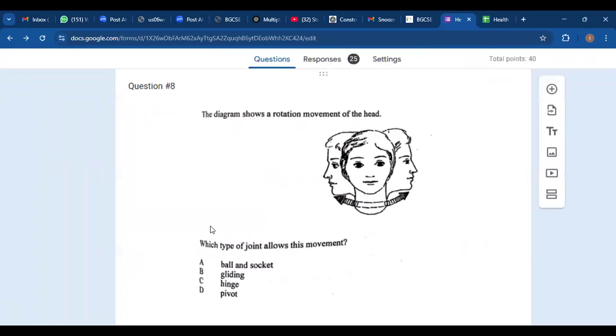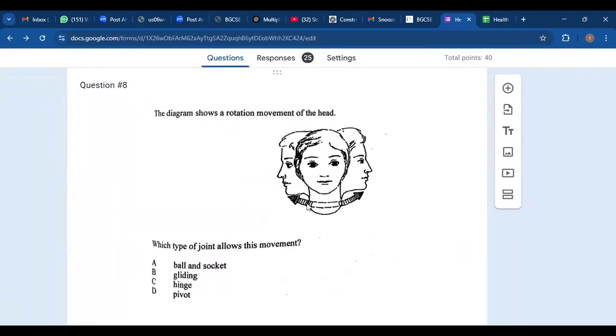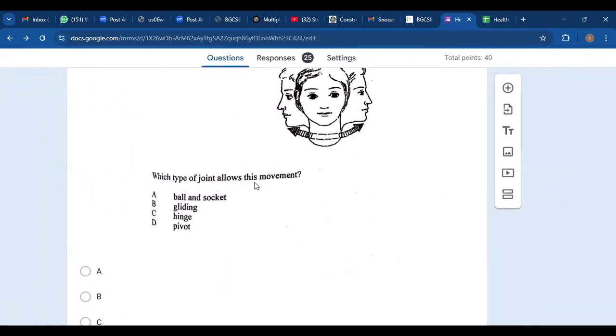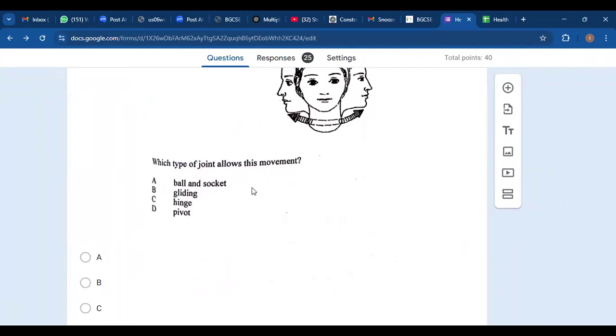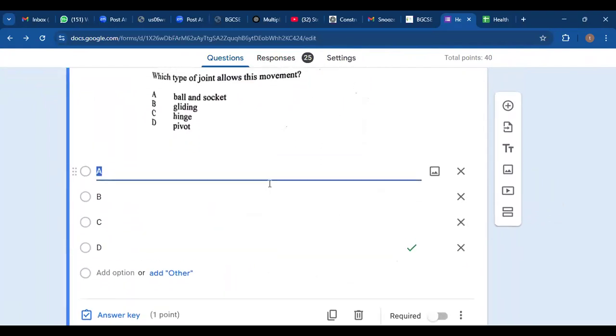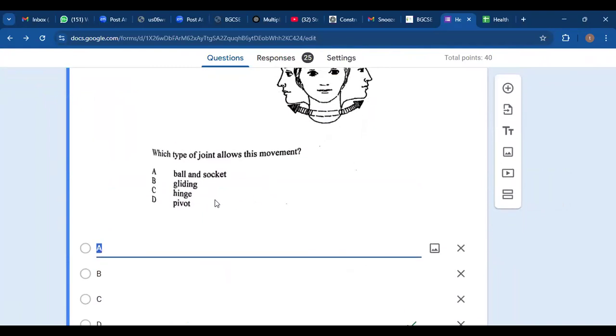Number 8, the diagram shows a rotation movement of a head. Which type of joint allows this movement? A, ball and socket. B, hinge joint. Pivot. As you can see, this is like a rotation, right? So what is that? Pivot.